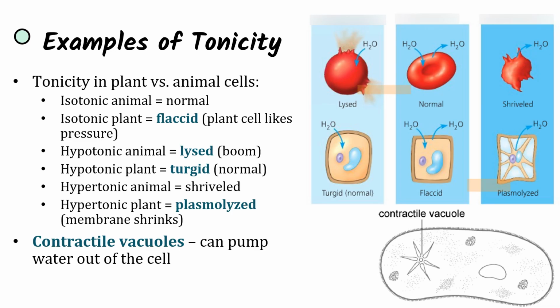Lastly, contractile vacuoles exist in some animal cells, such as the paramecium, and these can pump water out of the cell in case they're placed in a hypotonic environment and lots of water is moving into the cell. A contractile vacuole is able to pump this water out to keep the cell at an isotonic solution level.